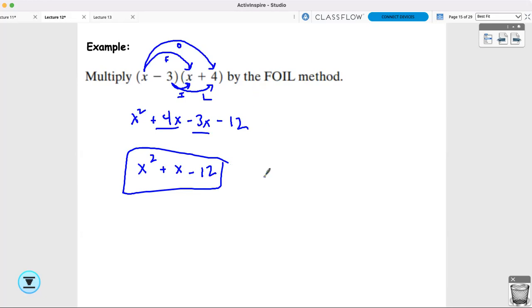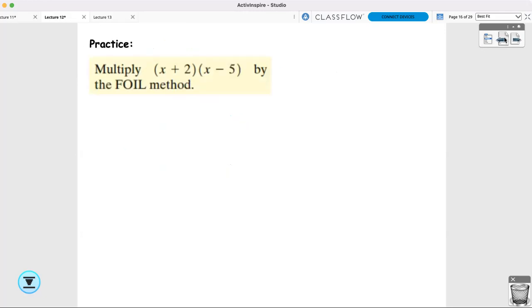Any questions so far in this example, guys? All right, here is your practice problem, guys. X plus 2 times x minus 5. I'll give you 2 minutes on this one again. Good luck.